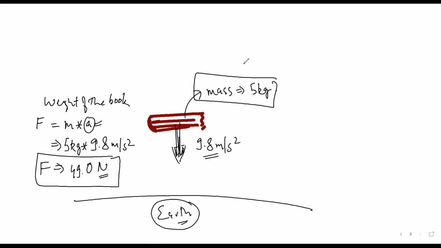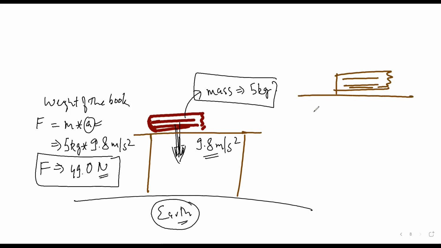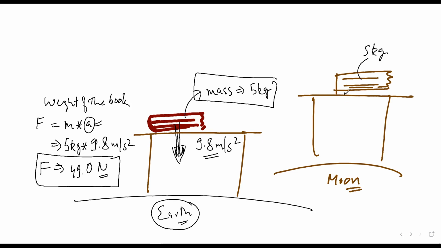Chris, have we understood? Yes, sir. Now let me take this book to moon. So now I am on moon. At moon, the mass would remain 5 kg, but the acceleration that the moon can provide to this book is 1/6. So let us assume this to be approximately 1.6 meter per second square.